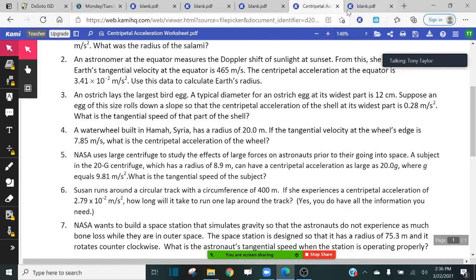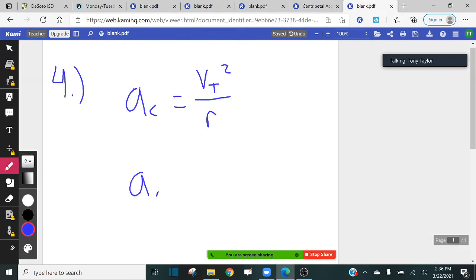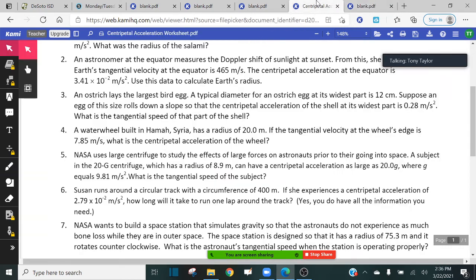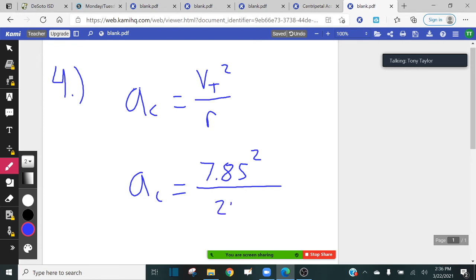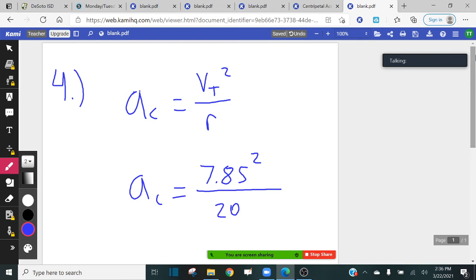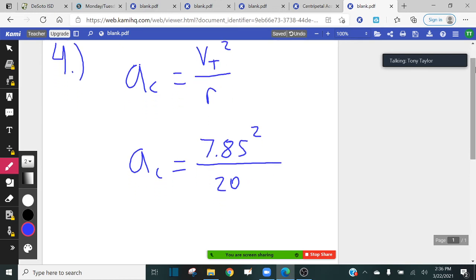Okay. So guys, let's just plug everything in on number 4. Notice it said that our wheel has a velocity of 7.85 meters per second. So I'm going to plug in 7.85 into this equation. Remember, that gets squared. All of that divided by the radius. On number 4, the radius of the wheel is 20 meters. So now, guys, all you have to do is put this in your calculator, and then this will tell you the centripetal acceleration of the wheel.